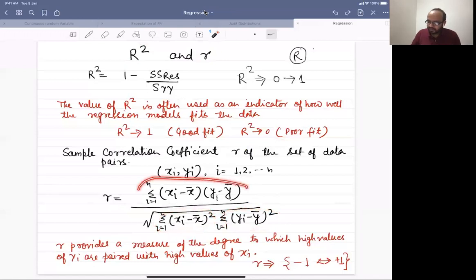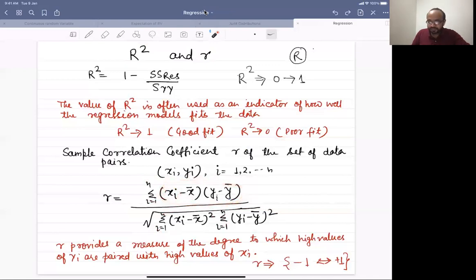And this quantity which we have here in the numerator gives a measure of how x and y vary together. You have seen here, this is x bar, that is the average value of x's. This is y bar, that is the average value of y. If xi is more than x bar and yi is also more than y bar, then this entire quantity is going to be positive.